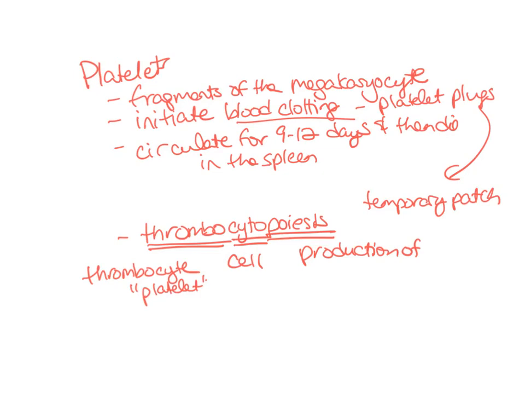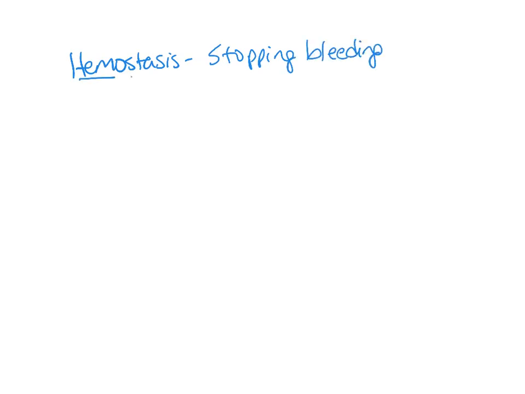Now let's go on and talk about the process of stopping blood loss, which is called hemostasis. Hemostasis is the process of stopping bleeding. Hemo means blood, stasis means stop. So this is the process that stops bleeding and prevents the loss of blood when the blood vessels have been damaged. There are some major steps that occur during hemostasis.